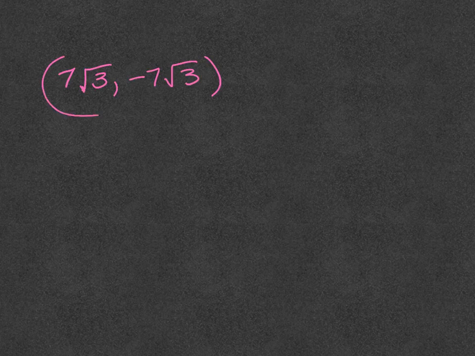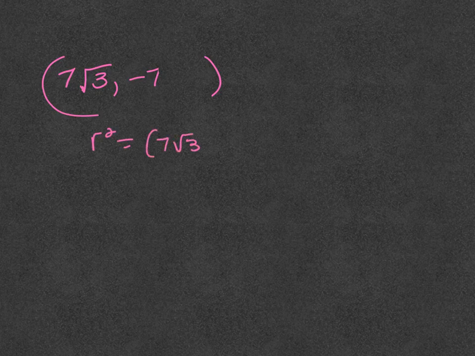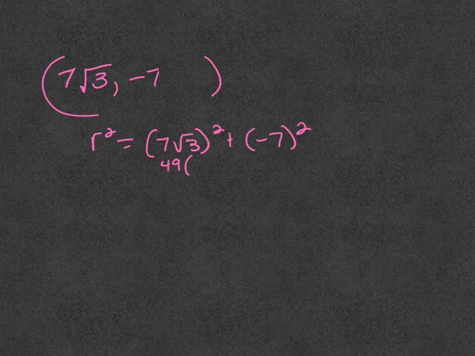Is that what it was? Wait, 7 root 3 and negative 7, not root 3. Okay, so I think you got it right. You just got the wrong angles, right? In order to get, this is rectangular, right? So to get the r squared, you did 7 root 3 squared plus negative 7 squared. That's 49. Wait, is that what I'm doing? Let me go back. Given rectangular, find 2 sets of polar.